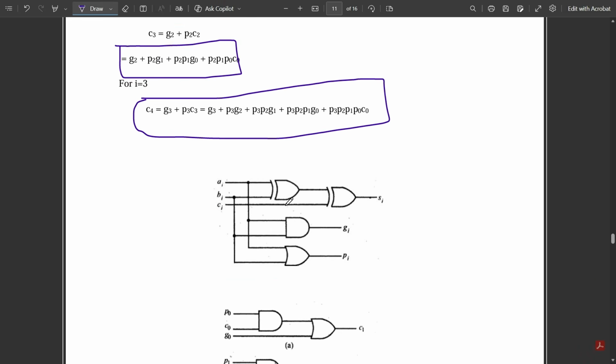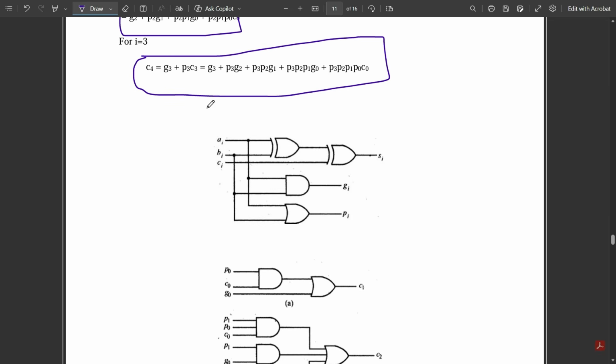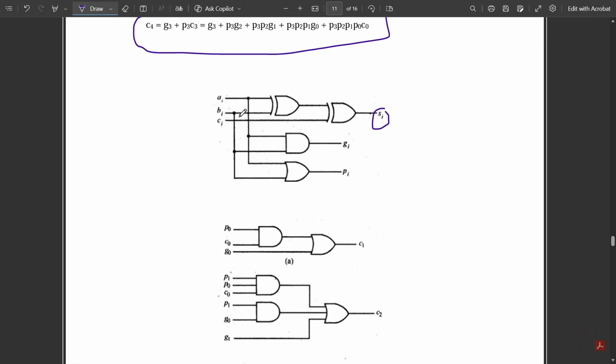With respect to the generator and propagator expressions you get, we have drawn one simple basic block diagram, which is very important. You see here how it is done. This is with respect to the sum S of I, and we know that for a full adder stage, the sum is A XOR B XOR C. That stage is done here, and the generator expression is given by AI into BI. So here you see AI into BI is given through an AND gate, and AI XORed with BI is given through an XOR gate. That is the propagator.